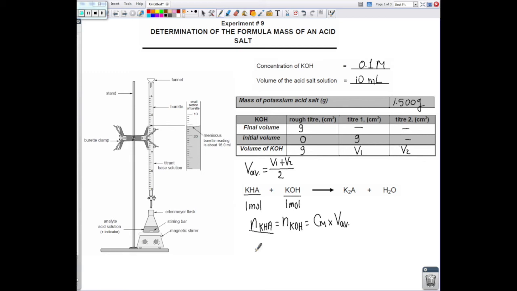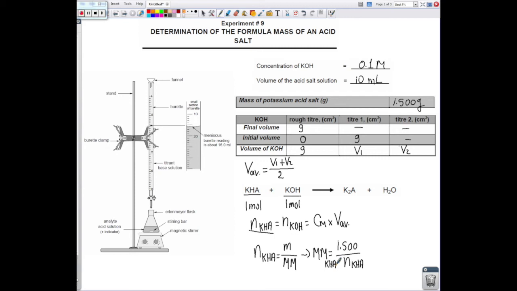The number of mole of the acid salt is equal to the mass over molar mass. So the molar mass is equal to your mass that you have weighed divided by the number of mole that you have found. But this is the molar mass of the acid salt, correct?